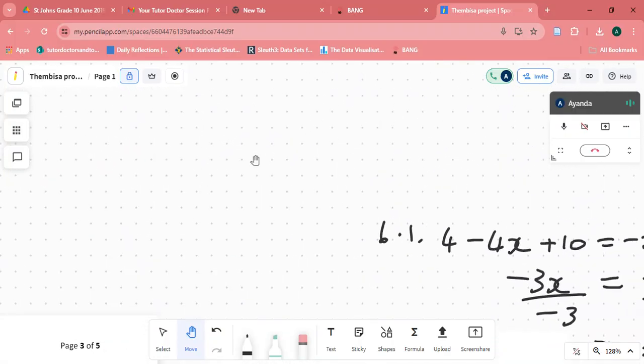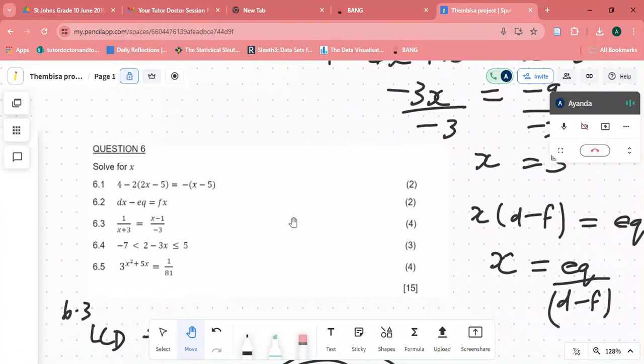Looks like I've lost it. There we go. Question 6. So 6.5, we have 3x squared plus 5x is equal to 1 over 81. Interesting one.